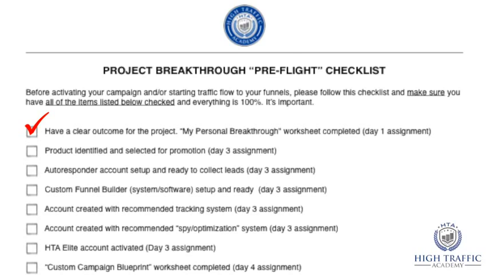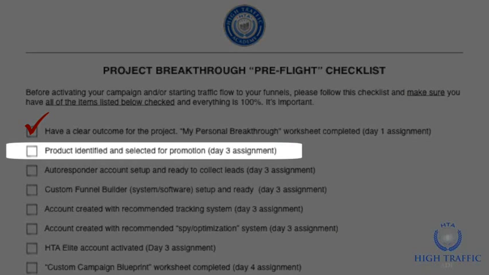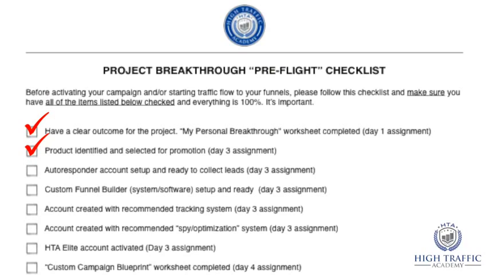Number 1 we can check off. You guys have it done. Number 2 is product identified and selected for promotion. Of course, with us, we're promoting Project Breakthrough. For you, my friend, chances are you're also promoting Project Breakthrough, which is great. If you are promoting anything else, just make sure you have a product identified that you're going to be promoting. Very simple. We've been through that on day number 3. We're going to check that off. Boom, we got two things off our plate.